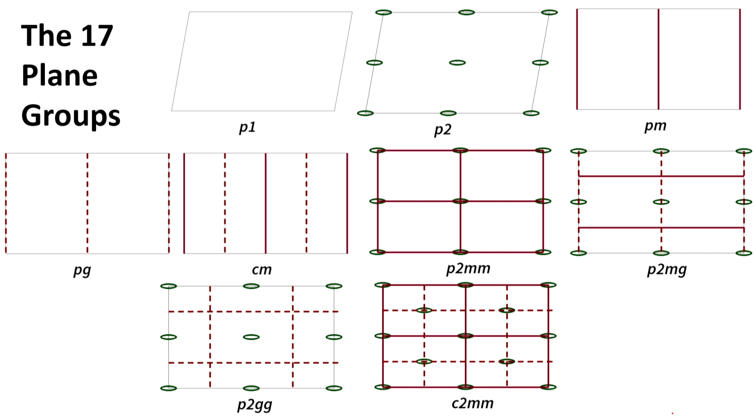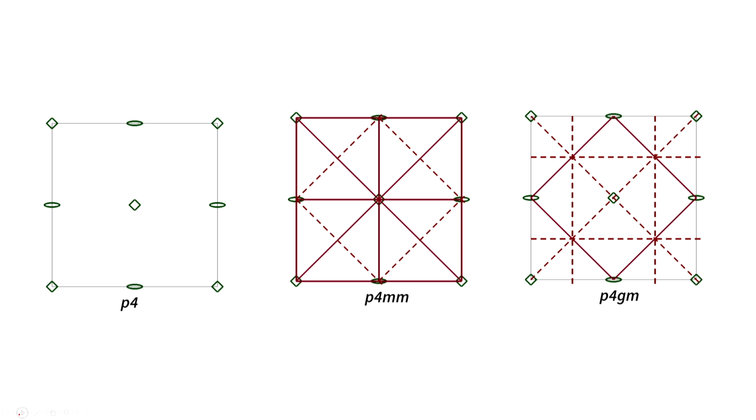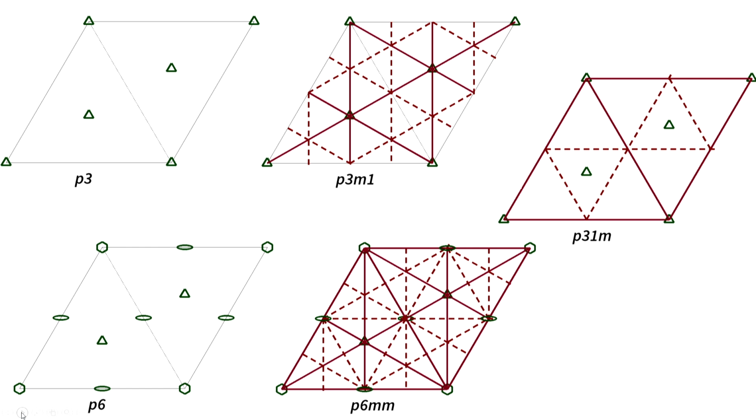So, here we have P1, P2, PM, PG, CM, P2MM, P2MG, P2GG, C2MM. So, we have 9 plane groups here. We have 3 more, that makes it 12 based on the 4-fold rotational symmetries, and then we have 5 more, making it a total of 17 plane groups. Now, I conclude this lecture here.